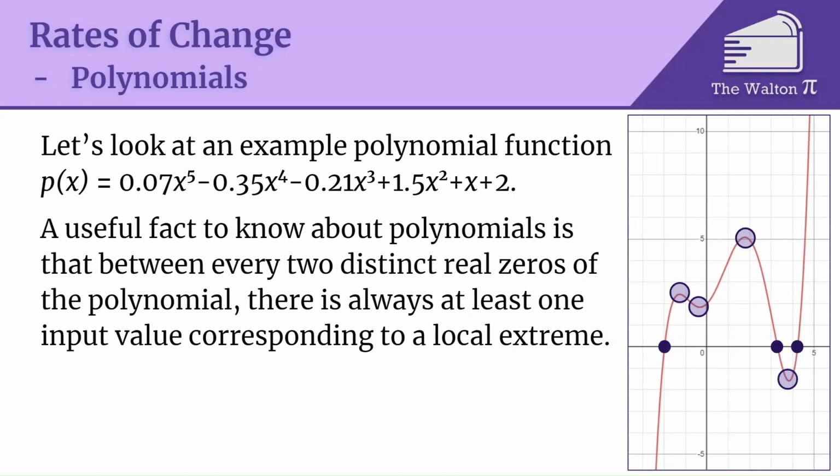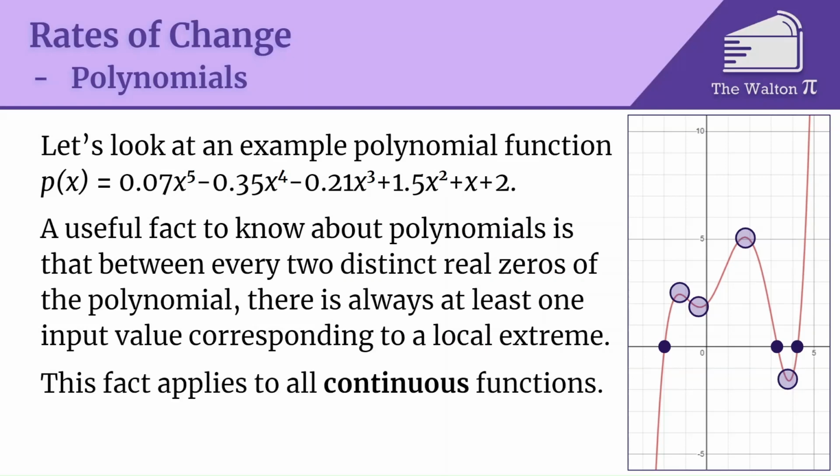And so that's what this theorem is telling us: between any two zeros of a polynomial, there's going to be at least one extreme value, or local extreme value. Now, this fact actually applies to all continuous functions, so it doesn't even have to be a polynomial. It just works for polynomials because polynomials are continuous functions.